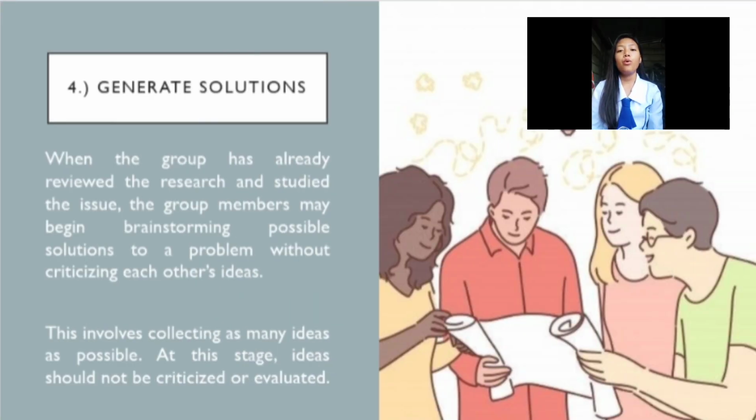Generate solutions. When the group has already reviewed the research and studied the issue, the group members may begin brainstorming possible solutions to a problem without criticizing each other's ideas. This involves collecting as many ideas as possible. At this stage, ideas should not be criticized or evaluated. For example, go around the room and ask everyone to suggest ideas.